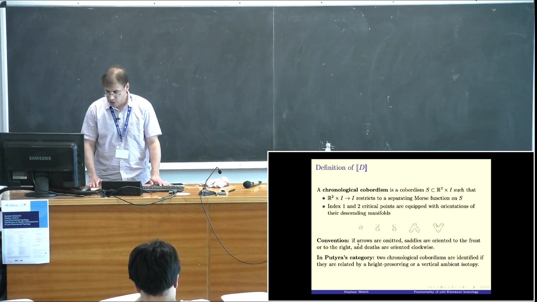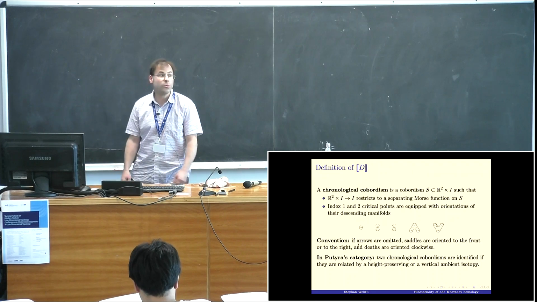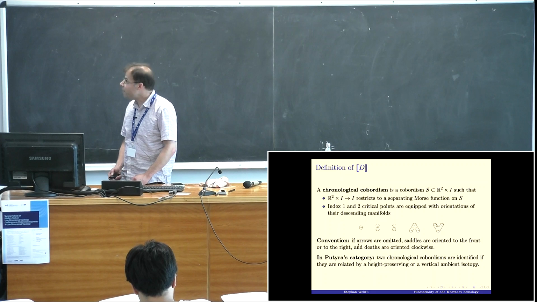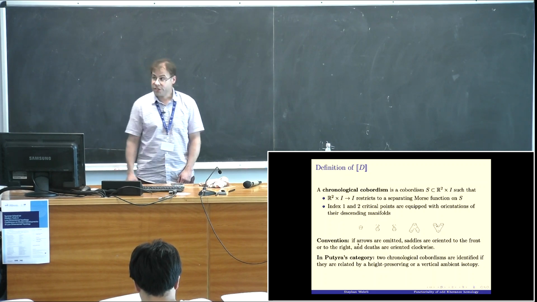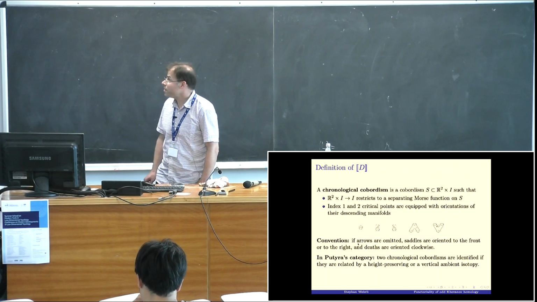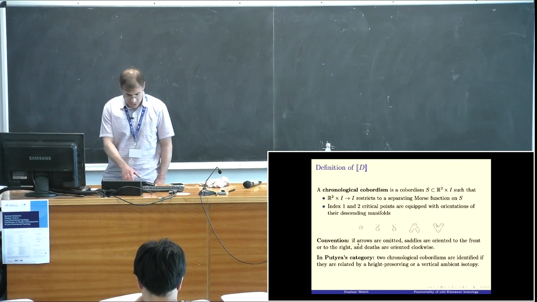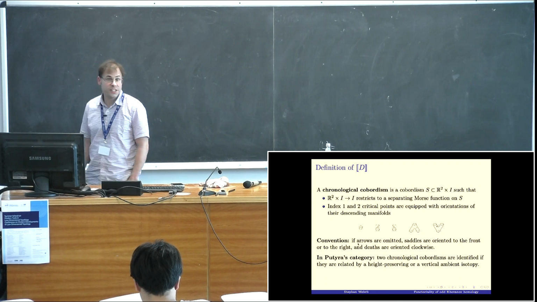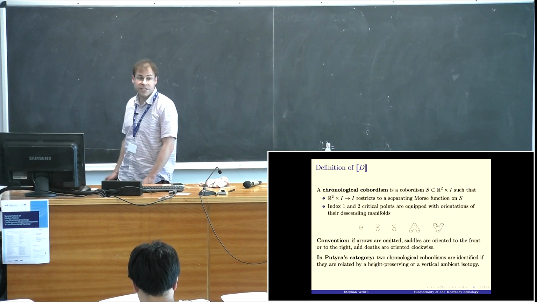So a chronological cobordism is some surface, a two-dimensional cobordism embedded in R^2 × I. What we want is that the projection onto the second factor restricts to a separating Morse function, and that index 1 and 2 critical points are equipped with orientations of their descending manifold. So this means that if you have a cup or a birth, it has no orientation. But if you have a death, it can be oriented either clockwise or counterclockwise.